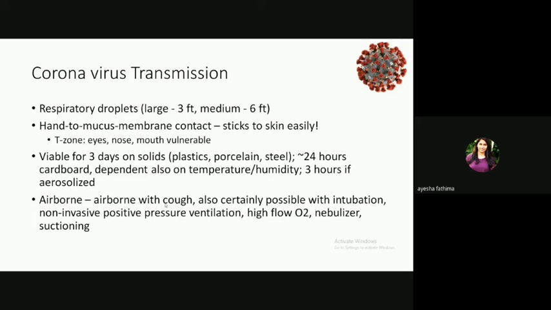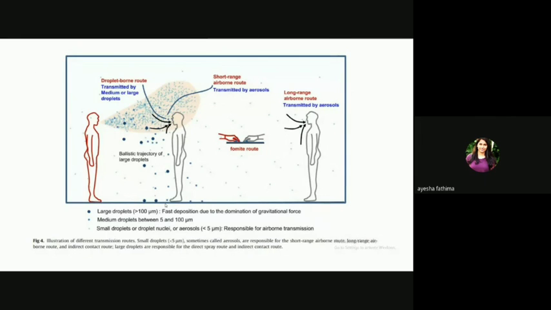And also airborne with cough, like I said just now, also certainly possible with intubation. Now this is a hospital setup. If a person is already affected with coronavirus and is intubated, and we use certain instruments like high flow oxygen, nebulizer, suctioning, non-invasive positive pressure ventilation, all these, without being cleaned properly, can spread coronavirus. It can also spread through fecal matter. That is why diarrhea is very common in COVID patients. So this is a diagram to help you understand.